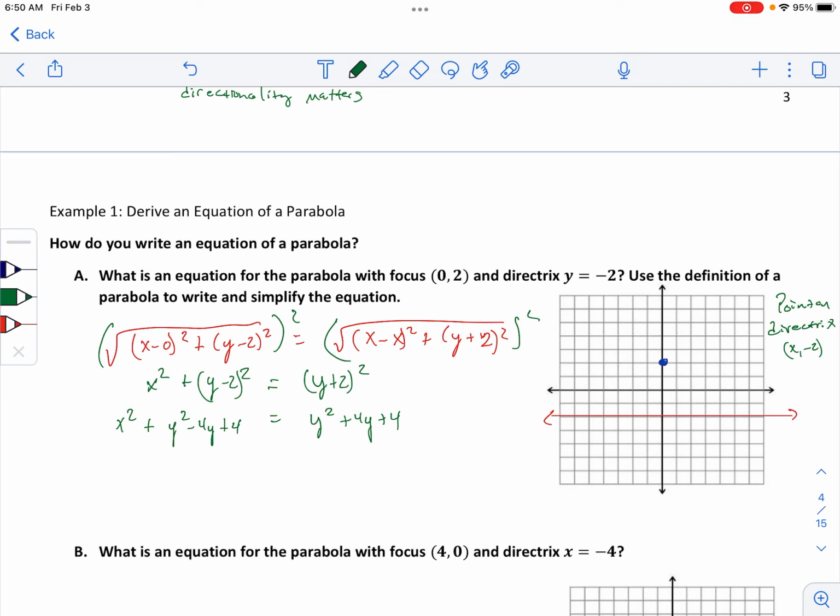So you can now subtract a y squared from both sides, add a 4y to both sides, and subtract 4 from both sides. And that gives us that x squared would then equal 8y. And then to solve for y, we divide both sides by 8. And that would give us y equals 1/8 x squared. So the equation for this parabola that has a focus at 0, 2 and a directrix at negative 2 is y equals 1/8 x squared.